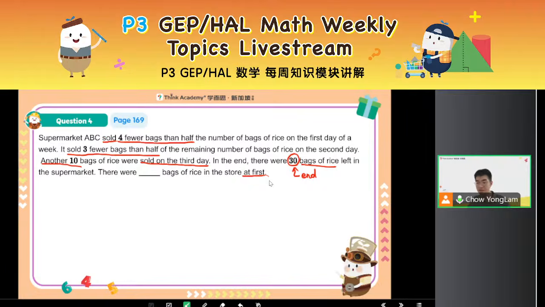Okay, so with that, how do we do this? I'm selling 4 fewer bags than half. We know the end, we don't know the start. It's okay, let's try doing it with a train diagram. Okay, so let's try the train diagram, right?